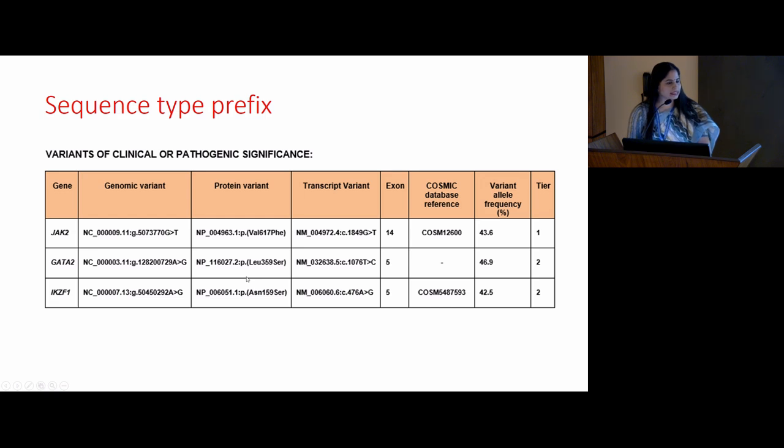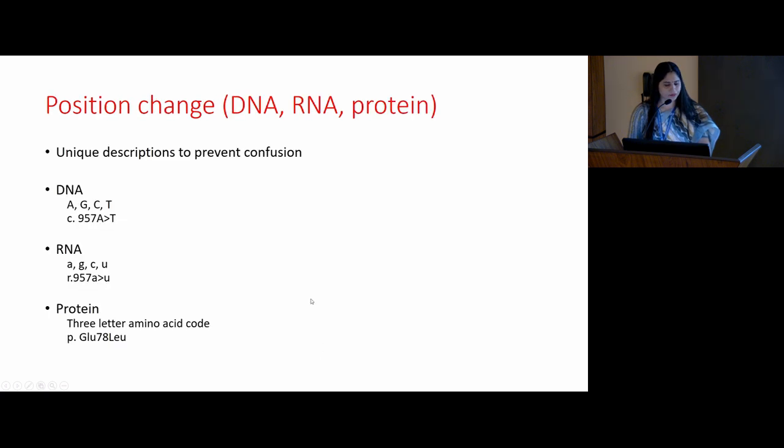So here in this slide, where is the sequence type prefix? g. in this genomic coordinate, p. in this protein coordinate, and c. in the transcript coordinate or transcript variant. Now we come to the third portion, where we talk about the position at which the protein change or nucleotide change is happening, and tell what has changed to what.